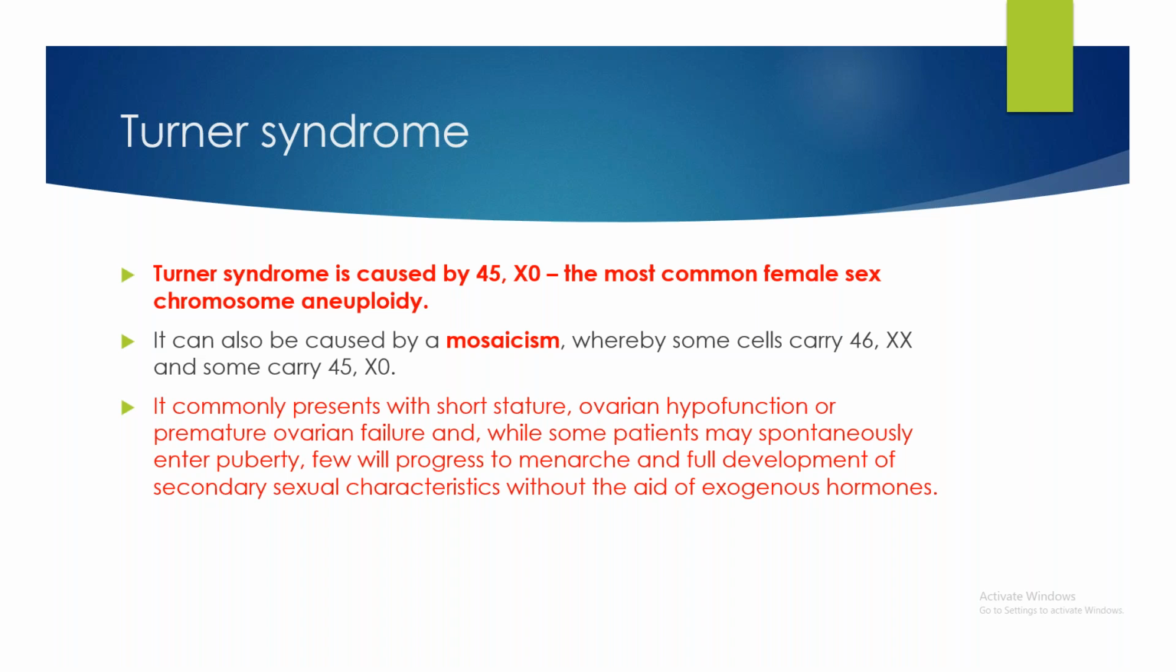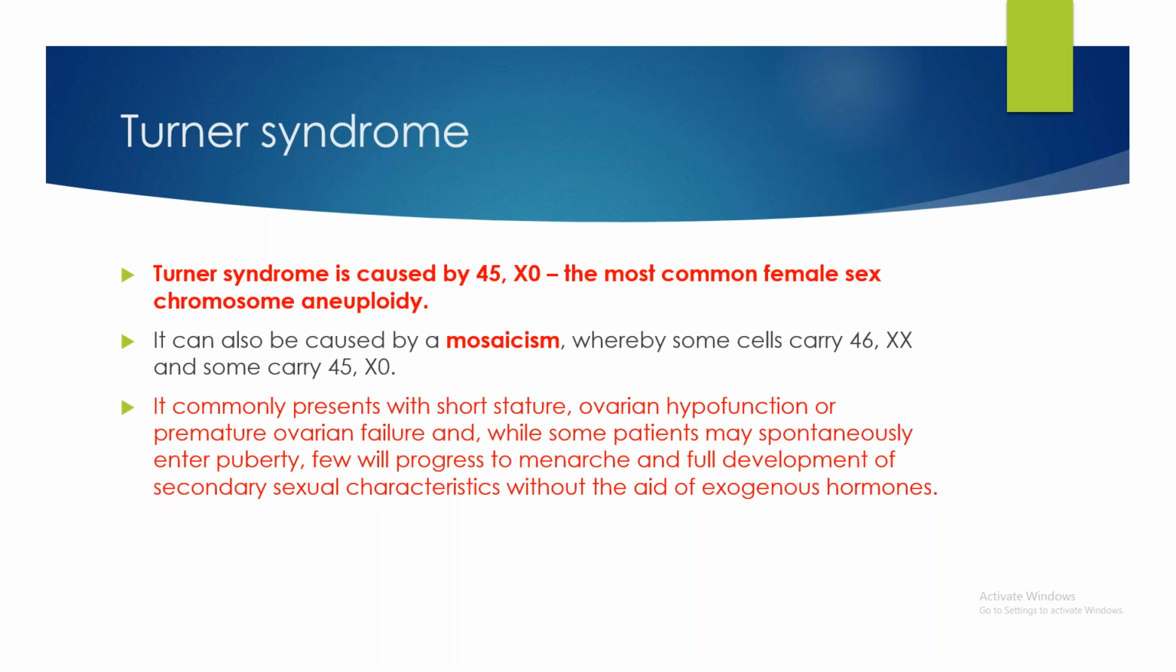Okay, so regarding autosomal aneuploidy, it will be Down syndrome, while for sex chromosome aneuploidy, it will be Turner syndrome. It can also be caused by mosaicism, where some cells will carry 46XX and some cells will carry 45X0. The clinical manifestations are short stature, ovarian hypofunction, premature ovarian failure.